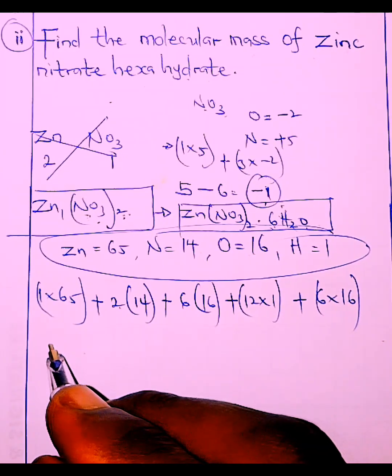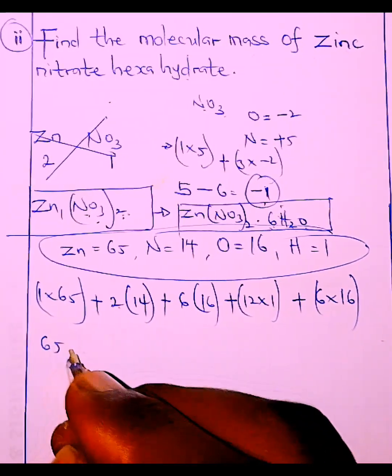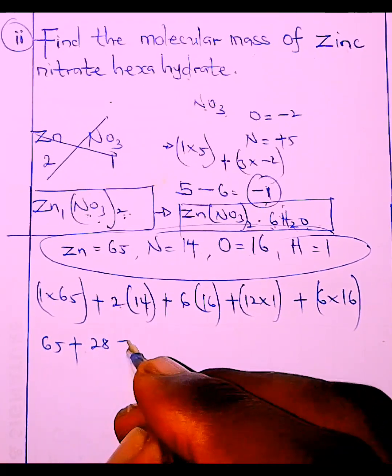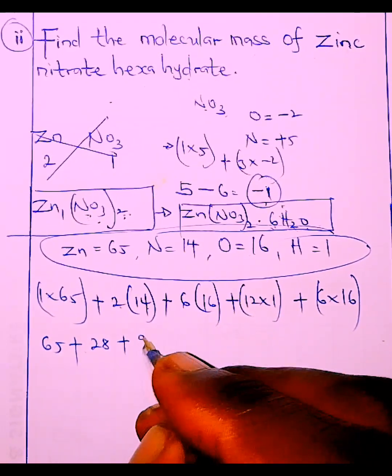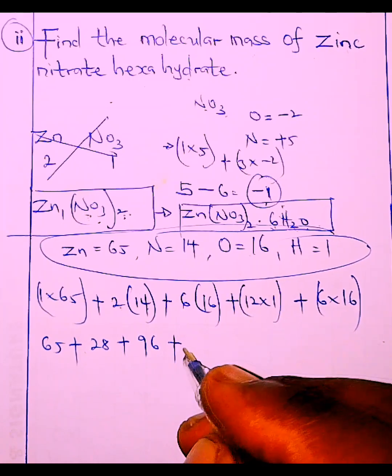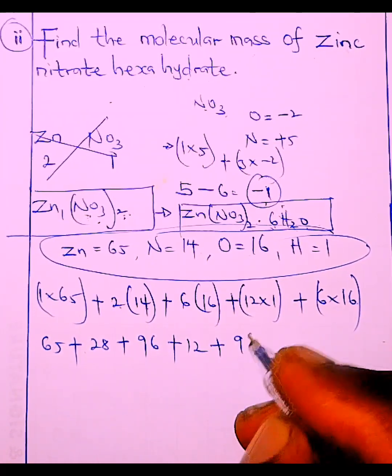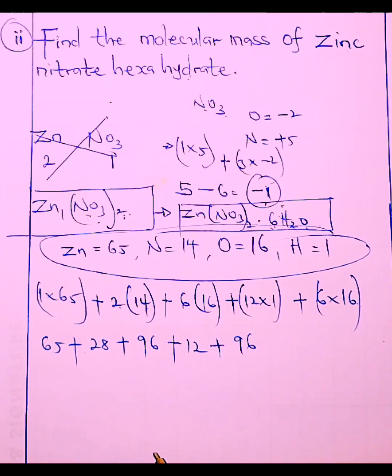So what do we do next now? We're going to open up the bracket. 1 times 65 is 65, plus 2 times 14 will give us 28. Then plus 6 times 16 will give us 96. Plus 12 times 1 will give us 12. Then 6 times 16 will give us 96. So the next thing you're going to do now is to sum up all this.